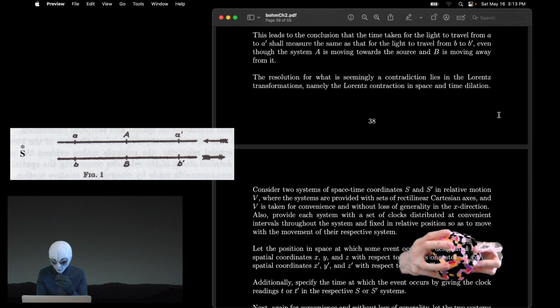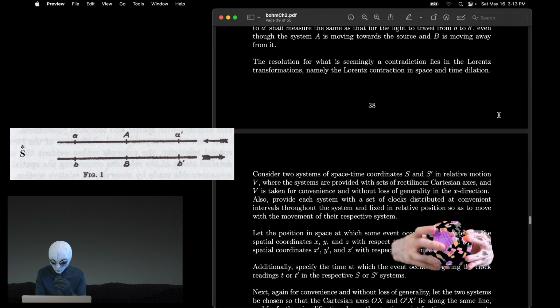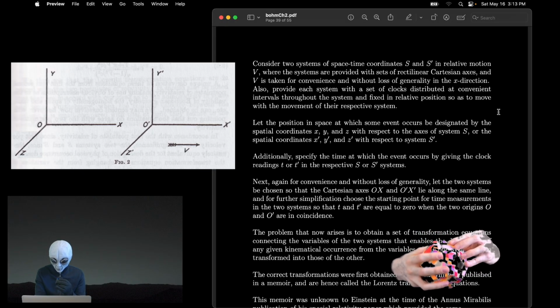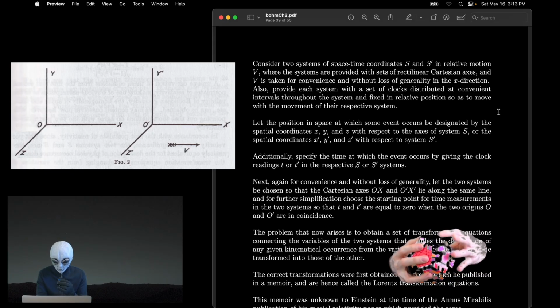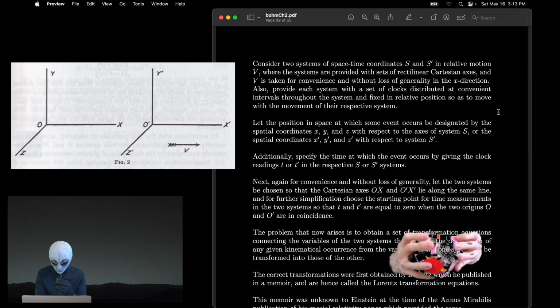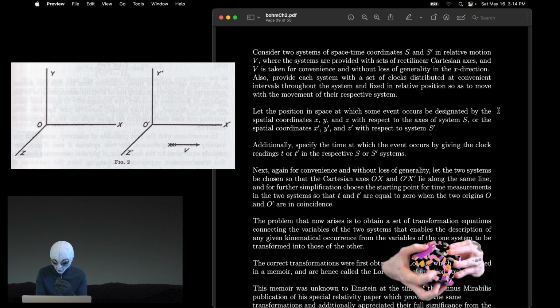The resolution for what is seemingly a contradiction lies in the Lorentz transformations, namely the Lorentz contraction in space and time dilation. Consider two systems of space-time coordinates, S and S prime, in relative motion, V. These systems are provided with sets of rectilinear Cartesian axes, and V is taken for convenience and without loss of generality in the x direction. Also, provide each system with a set of clocks distributed at convenient intervals throughout the system and fixed in relative position so as to move with the movement of their respective system.